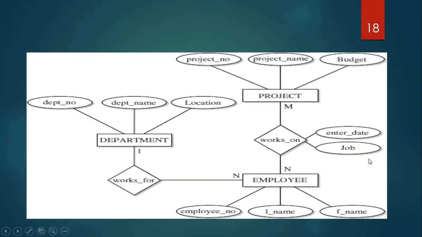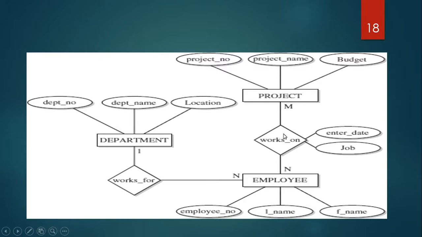This is another ER diagram case. What we have here is an employee. This particular employee has his employee number, employee name, last name, first name, okay, that way employee has his details. He works for a particular department. That department has department number, department name, location as its attribute.